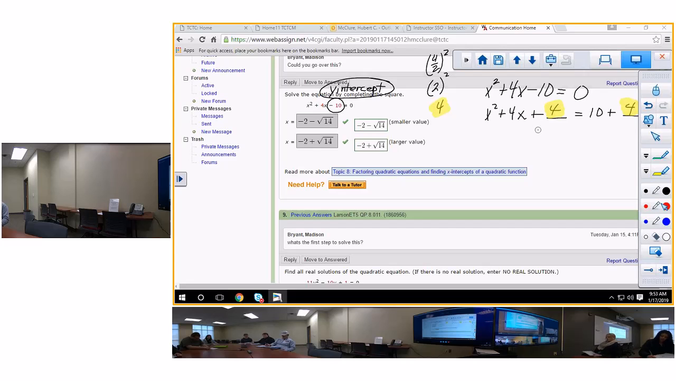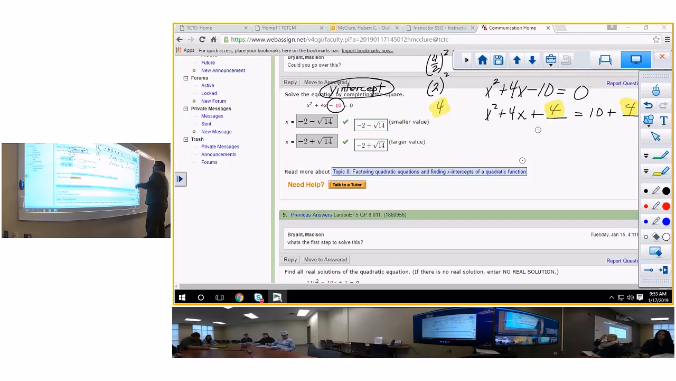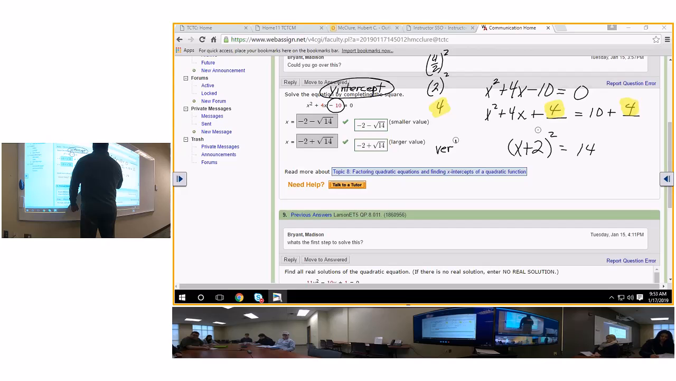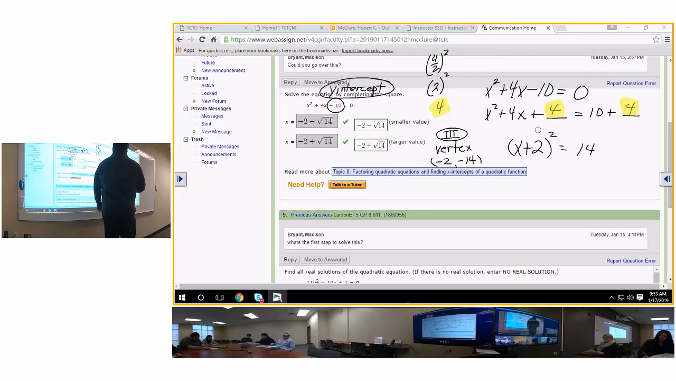And that's going to give you shortcut number 1 on the left-hand side, which is x plus 2 quantity squared is equal to 14. So our vertex is what? Negative 2 comma what? Negative 14, which is in quadrant what? 3. So that's our vertex. We continue: square root of 14. So that's going to be x plus 2 is equal to the square root of 14.